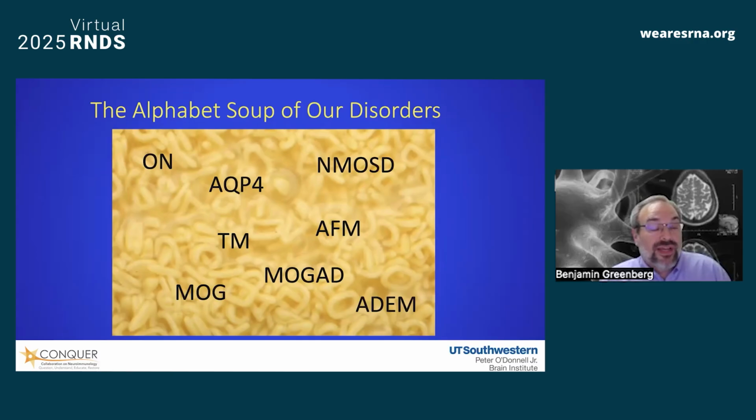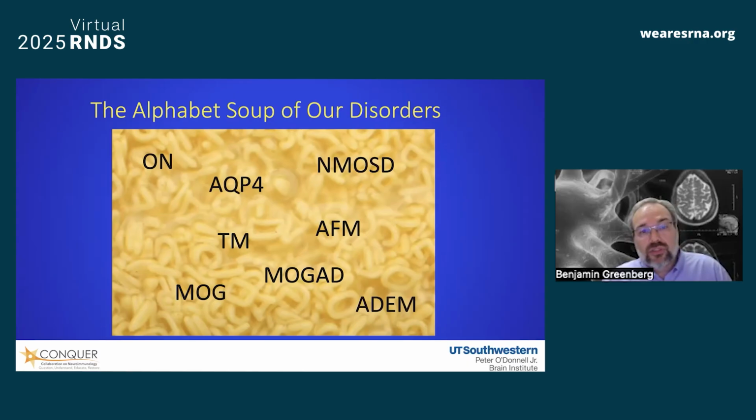Whether you've been told you've had optic neuritis, ON, neuromyelitis optica spectrum disorder, NMOSD, acute flaccid myelitis, AFM, transverse myelitis, TM, AQP4 or aquaporin 4 mediated disease, MOG or MOG associated disorder, or my favorite, acute disseminated encephalomyelitis or ADEM, we're often left perplexed as to why one individual fits into one category while other individuals fit into others, and how exactly do clinicians differentiate between these disorders.